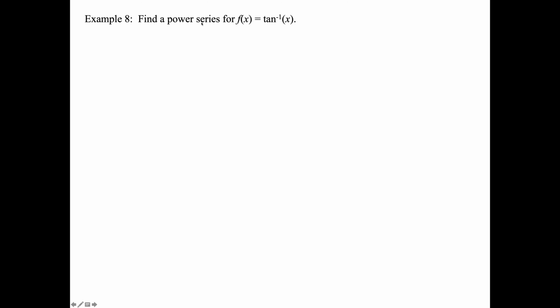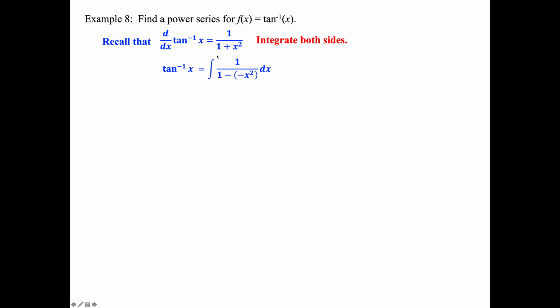Okay, number 8, find the power series for f of x equals the inverse tangent of x. We know that the derivative of the inverse tangent of x is 1 over 1 plus x squared, so that's what we're going to need to use. Again, we're going to integrate both sides to get rid of the derivative on our inverse tangent. We're going to change our plus to minus a negative x squared. So again, just like we saw before, negative x squared becomes x squared less than 1. It's going to be the square root of both sides. It's still going to have a 1 for your radius of convergence.